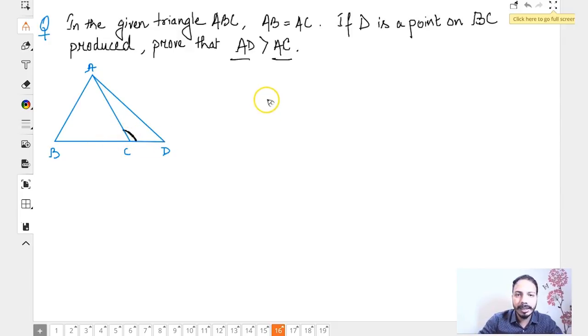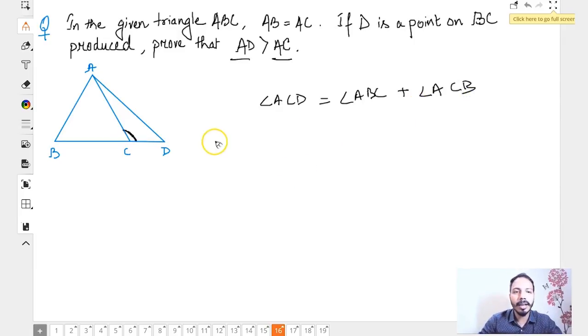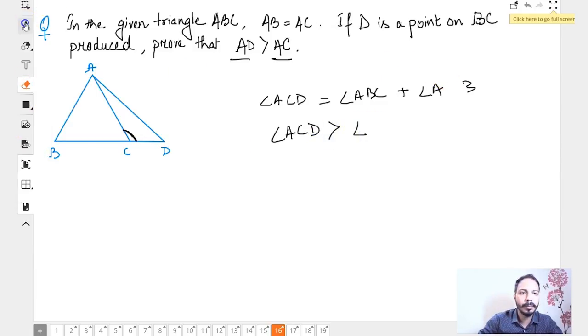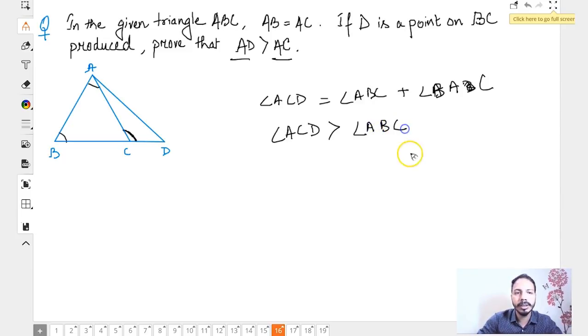So I can say that angle ACD is equal to angle ABC plus angle ACB, right? And I can easily say that ACD is greater than angle, this should be BAC, right? Because this angle plus this angle. Okay. Anyway, if I ignore this angle, I can easily say that this angle ACD is greater than this, which by logic is ABC, right?